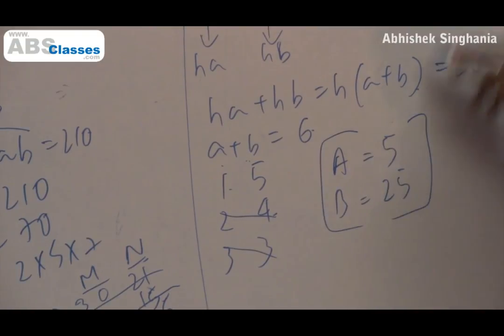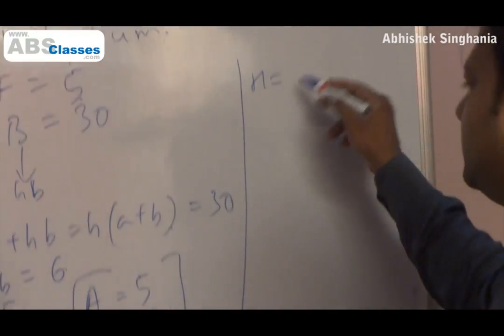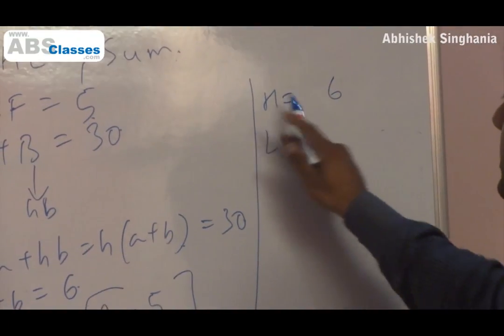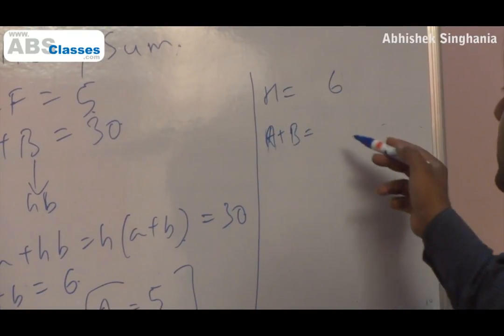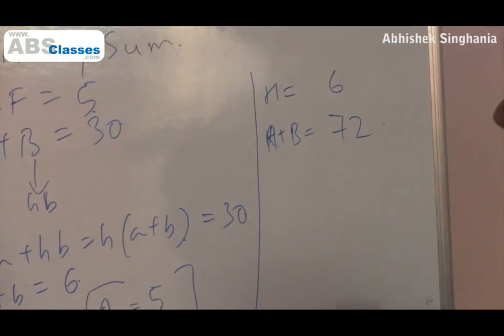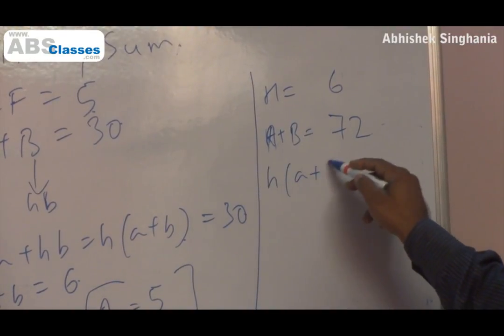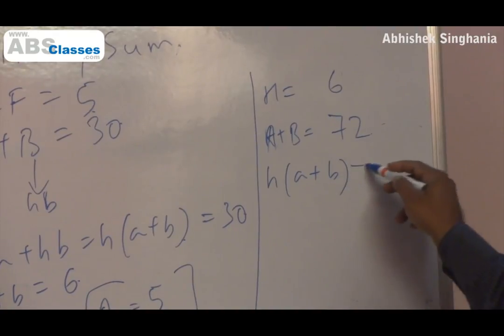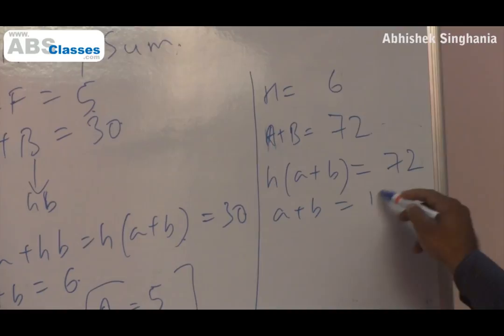Let's take one more example. Say the HCF is equal to 6 and the sum of the two numbers is equal to 72. Using the same logic, the sum of the numbers can be written as H into (A plus B), where A and B are co-prime to each other, which is equal to 72. So A plus B is equal to 12.